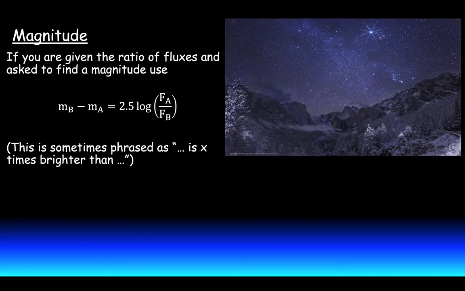So to summarize what we're talking about, if you are given the ratio of the fluxes and you're asked to find a magnitude, use this equation. So here we're given the ratio of the fluxes. This is sometimes phrased as star A is this many times brighter than star B. Magnitude is already isolated by itself. It's just downstairs all by itself. So this is what you want to find when you're looking for magnitude.